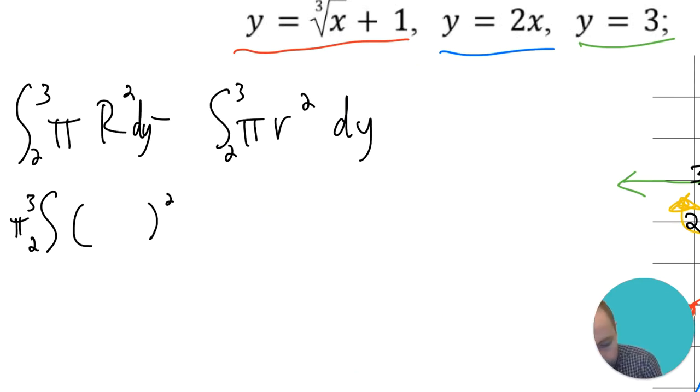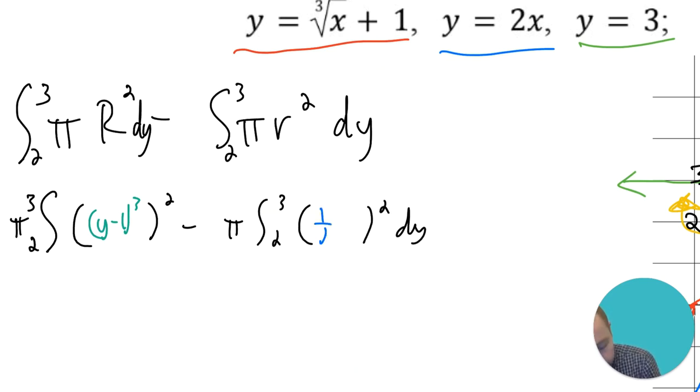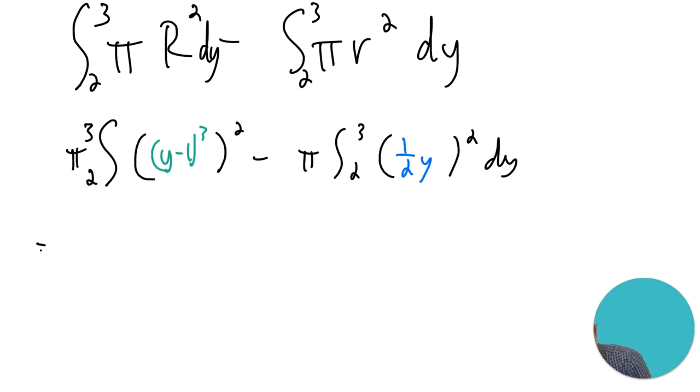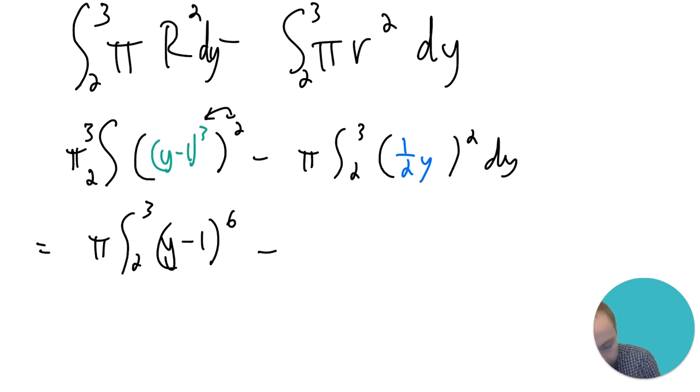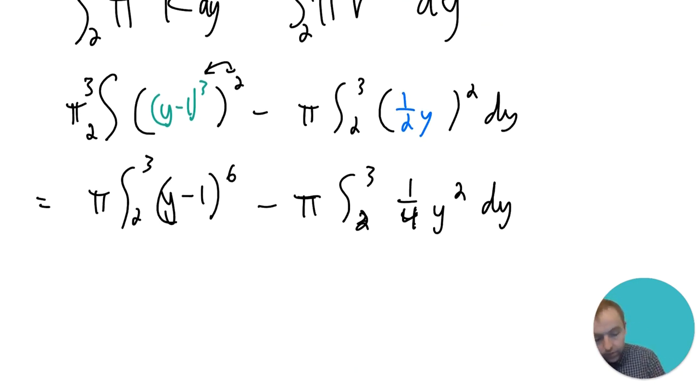If you plug in, the big R was going to be the y minus 1 quantity cubed. And then the little r was 1/2 y. So if we simplify these integrands, y minus 1 all cubed and then squared, you'd multiply these exponents right here, so it becomes y minus 1 to the 6th. We'll want to find an antiderivative for that in just a little bit. And then we could simplify the 1/2 y squared to become 1/4 y squared.